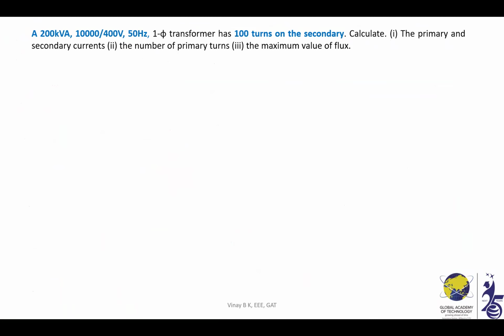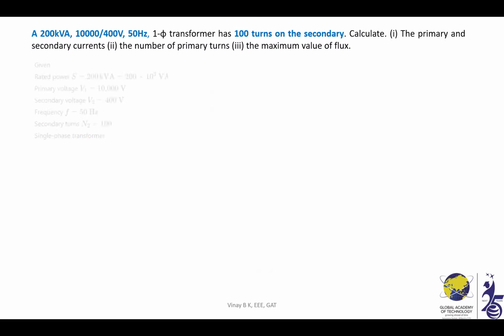A 200 kVA, 10,000 by 400 volts, 50 hertz single phase transformer has 100 turns on the secondary. Calculate the primary and secondary currents, the number of primary turns, and the maximum value of flux. So you can see they are given the kVA rating of the transformer, primary side voltage, secondary side voltage, frequency, and number of turns on the secondary side, that is N2.